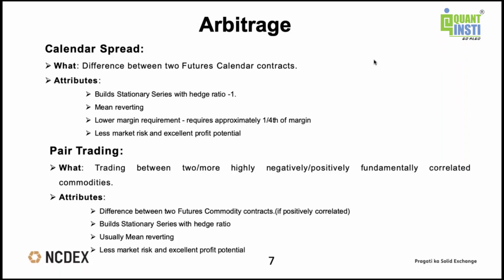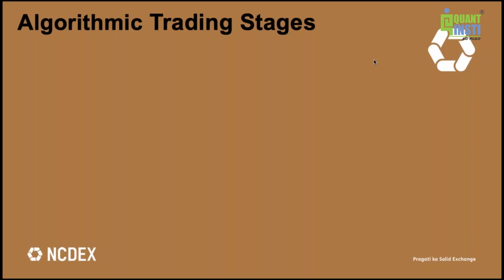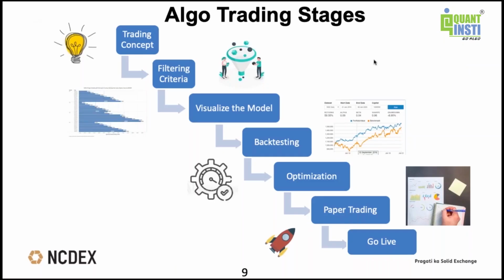That was about NCDEX and the commodity market, and what strategies we should use in the commodity market. Let's talk about algorithmic trading stages now. What are the various stages in algorithmic trading?